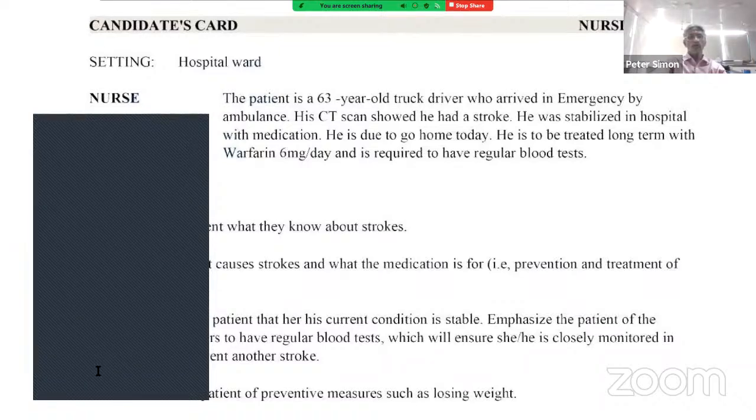What was the test performed? What was the test performed which confirmed this problem? Yeah, CT scanning. What do you mean by CT? What is the full form of CT? You should be ready with this. You cannot just write CT. What is the full form of CT?